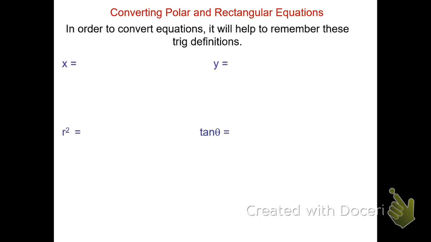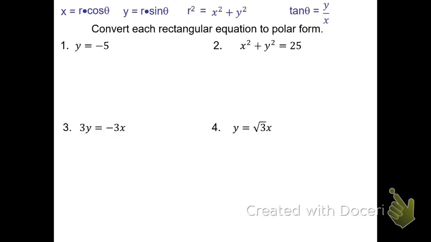Cosine theta is x over r, so x equals r cosine theta. Sine of theta is y over r, so y equals r sine theta. Using the x's, y's, and r's with the Pythagorean theorem, we get r squared equals x squared plus y squared, and tangent theta is y over x. Now using these, we can convert our equations.